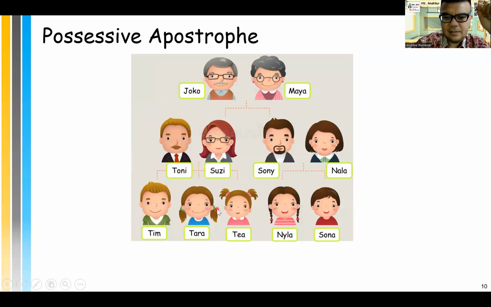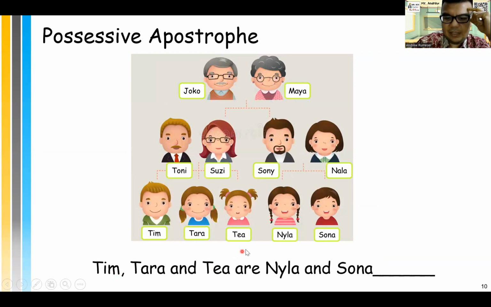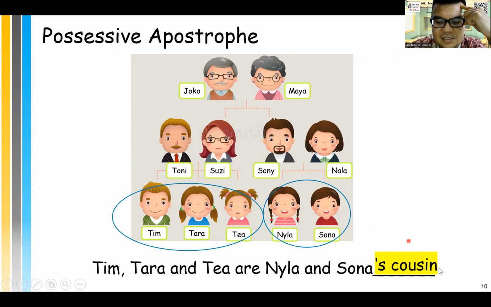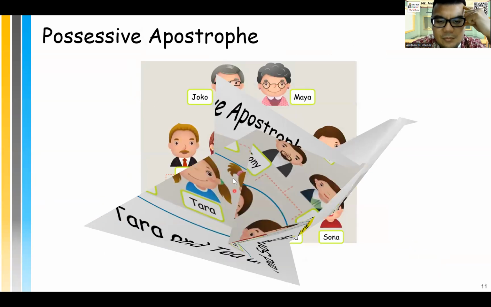Next. Let's take a look. Tim, Tara, and Taya are Nyla and Sona's what? Find Tim, Tara, and Taya. Found. Find Nala and Sona. Found them. So they are what? They are Nyla and Sona's cousins, right? Cousins with S. Next.